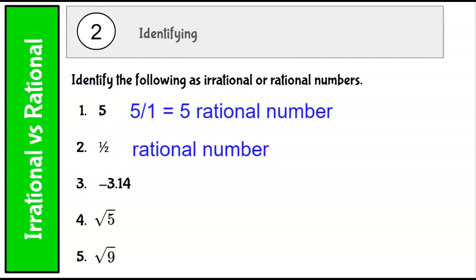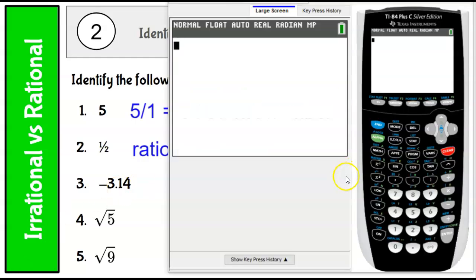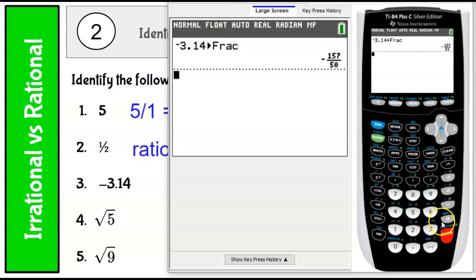Not a decimal that goes on forever. It's just fine. Negative 3.14. Can we turn this into a fraction? Well, let's see what my calculator does. Negative 3.14. Math, frac, enter. Oh, it is a fraction. I can write that as a fraction. Negative 157 divided by 50 is negative 3.14. So that is a rational number.